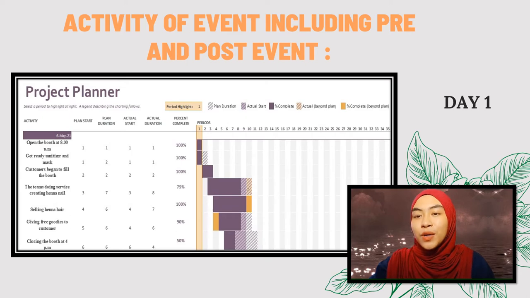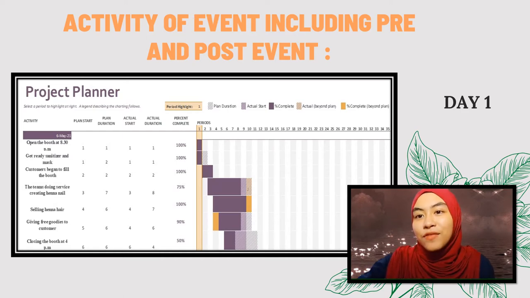Okay, next, I will present our project by Gantt chart. Here are the activities of our project over 3 days to make sure it will run smoothly. This is a Gantt chart project planner. So I will talk about our first day.